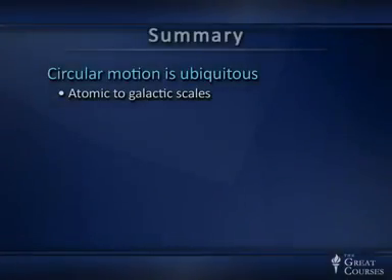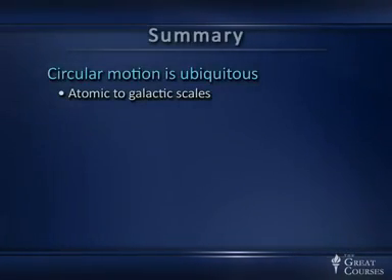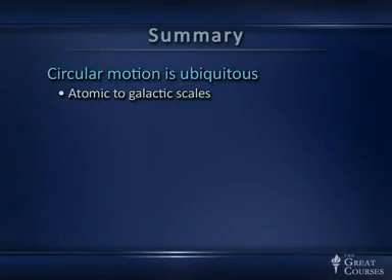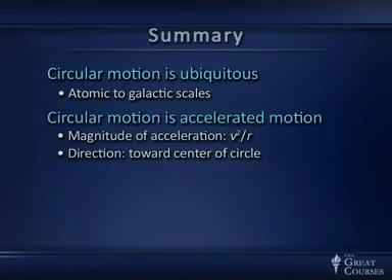Well, let's wrap up. Circular motion, we've seen, is ubiquitous. It occurs on atomic to galactic scales, and everywhere in between, including lots of cases in the everyday world, like airplanes and cars and bicycles and watches and you name it. Circular motion is accelerated motion. The magnitude of the acceleration is v squared over r. The direction is toward the center of the circle.